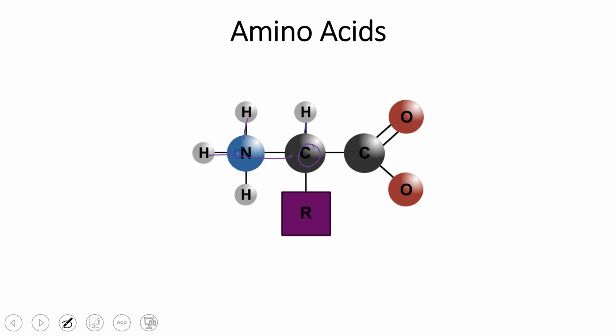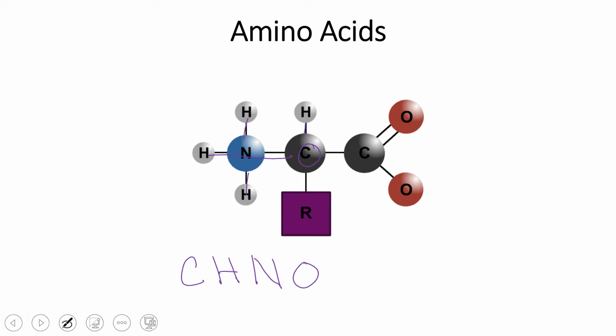Okay, and if we were to look at what's present in an amino acid, we would say that it has carbon, hydrogen, nitrogen, and oxygen.